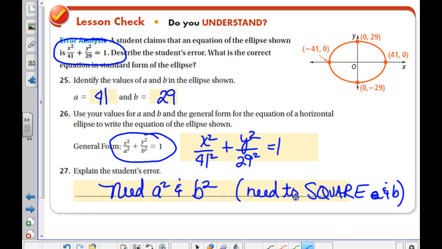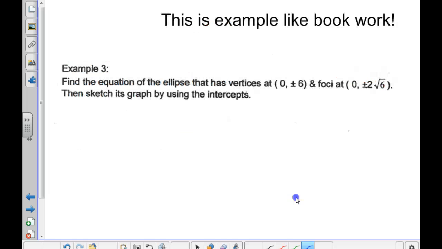All right, does anyone have a question? I do have one more example. I don't know if you want to write this down or not, but this is one of the book questions. It really is not any different than something we just did. It's just a little more complicated numbers.